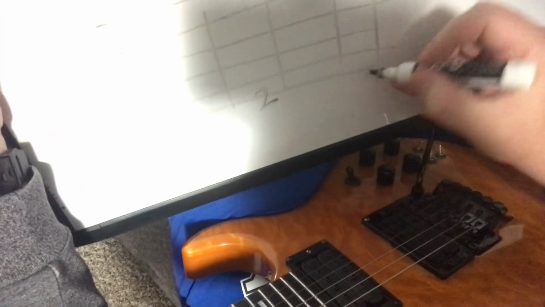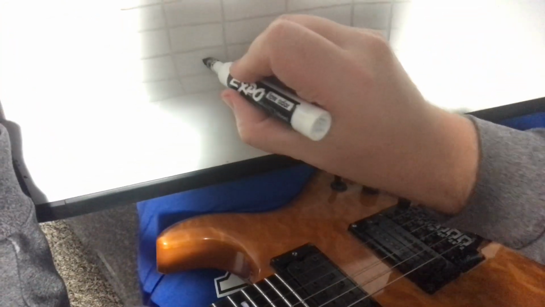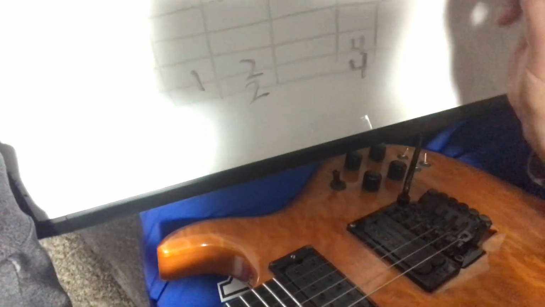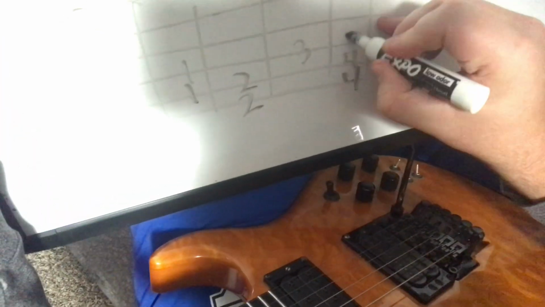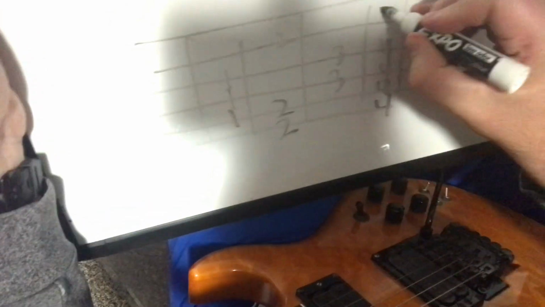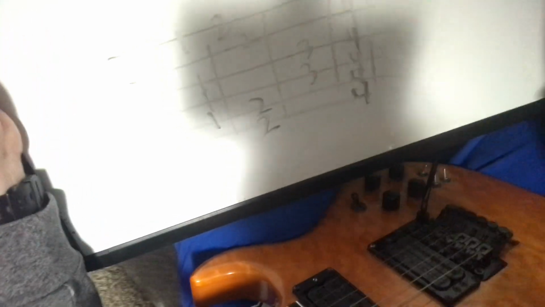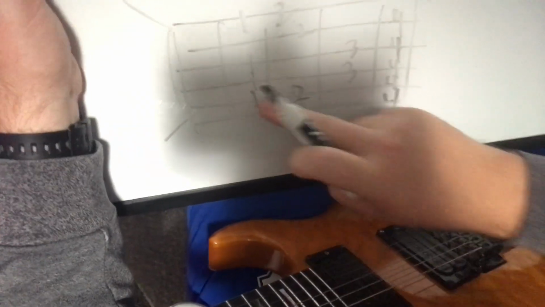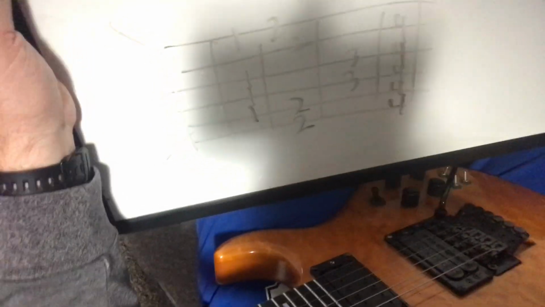So if you want to really look at it here, let's see if this will work with this camera. If we draw the 6 strings here, put the frets, and it looks like this marker is drying out on me. You start with a 2, and then a 4, and then a 1, 2, and a 4. Next string is a 1, 3, and a 4, a 1, 3, and a 4, a 2, 4, and a 1 and a 2. And that's your formula.